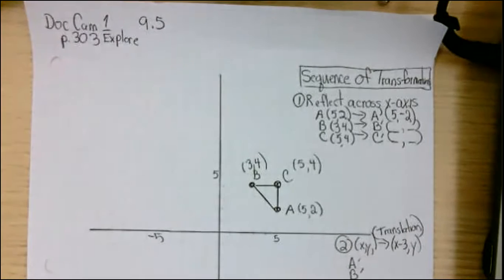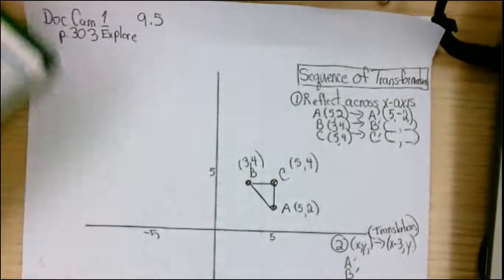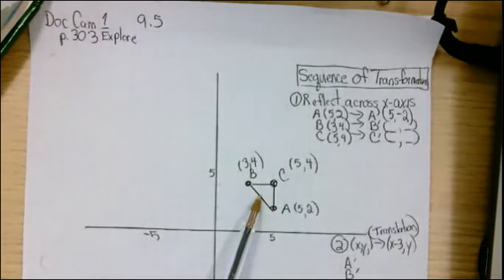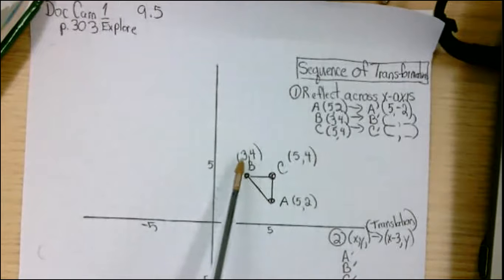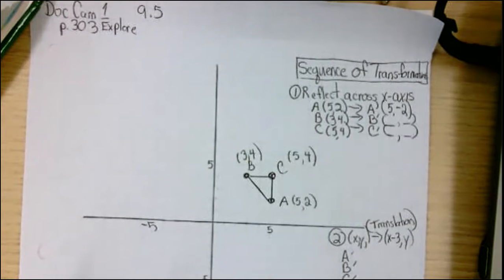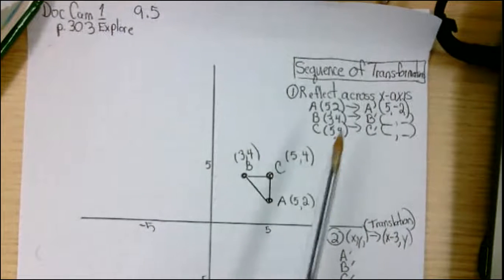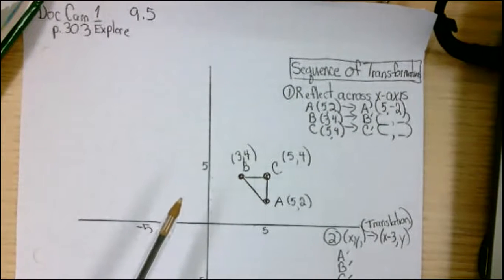Okay, this is from the Explore on page 303. So I drew the first figure here, and we're going to do a series of transformations to this figure. When you're doing this, you're going to want to write your coordinates and your letters by each corner, each vertex. Make sure you do that. It's going to help a lot. Before you even do these transformations, you're going to want to write the new coordinates. Super important before you even try to figure out where on the graph it goes.